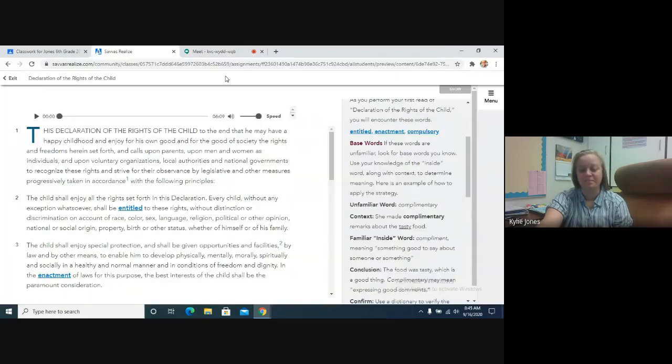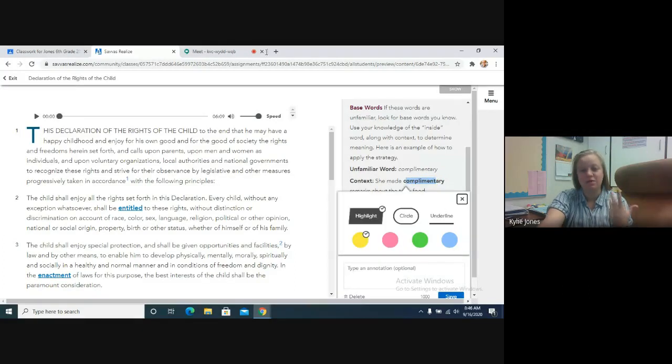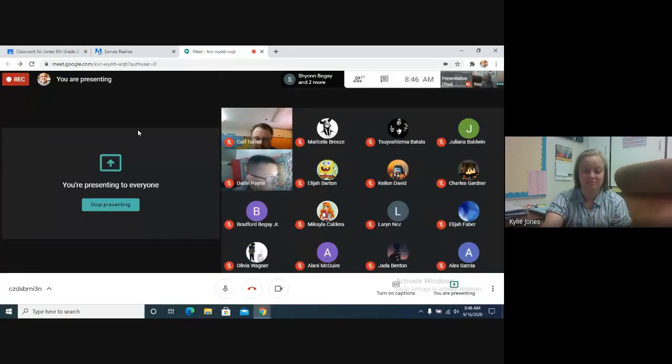Okay. The sentence that it's used in, if we look at it, says, she made complimentary remarks about the tasty food. So the strategy that you can use to figure out what complimentary means, besides reading the sentence and looking at the context clues, is look at the root word or the inside word, the base word. There's a lot of different names for it. But if you look at complimentary, it says compliment. Now, if you think about the word compliment, what does compliment mean? If you give someone a compliment.